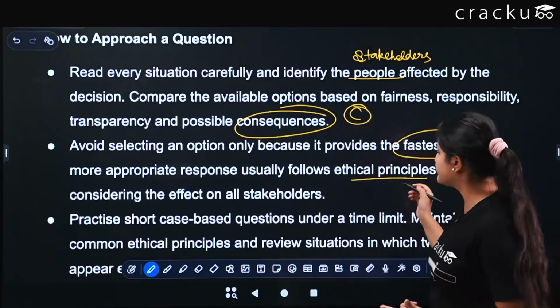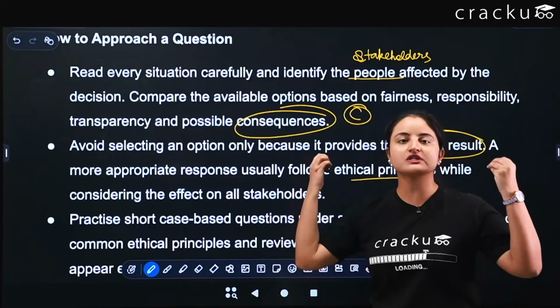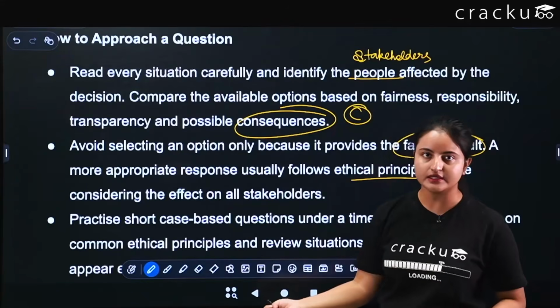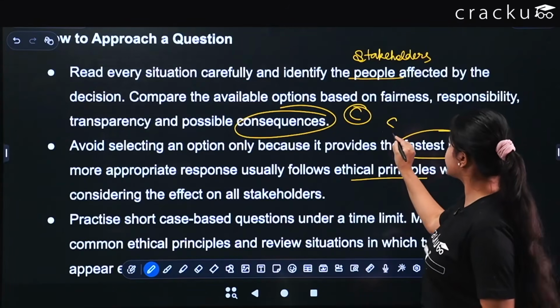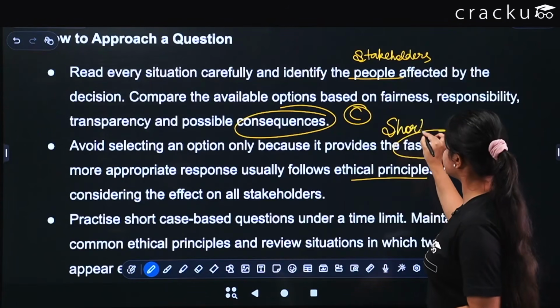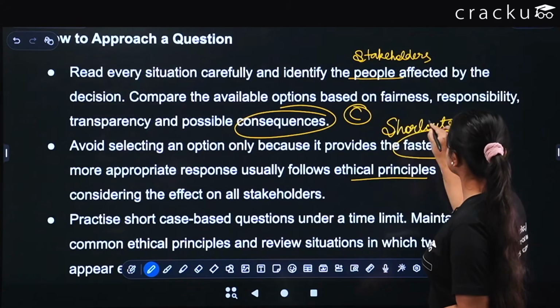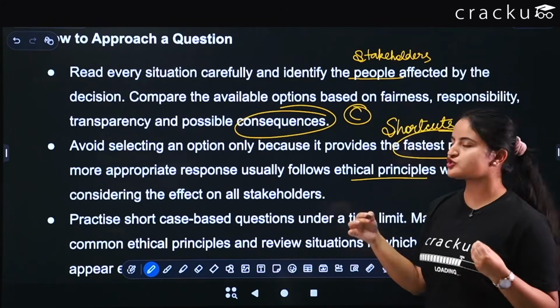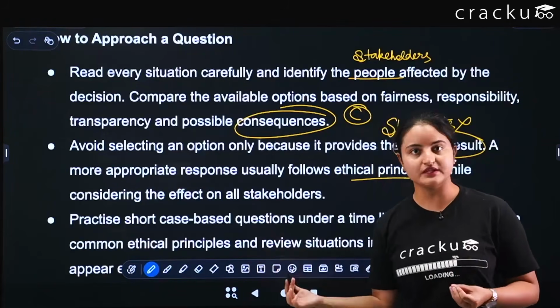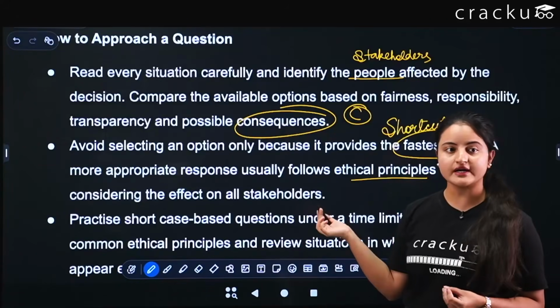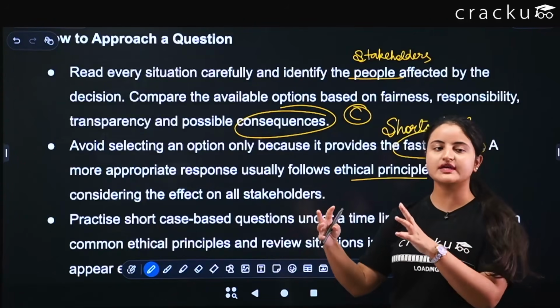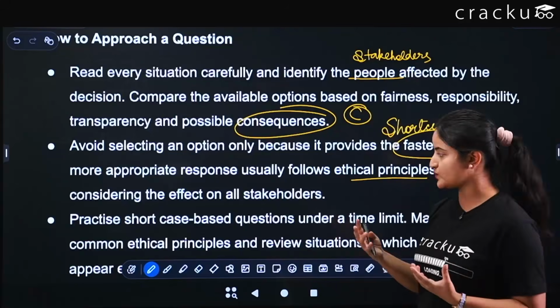So the name of the section is ethics, values and morality. So you cannot take shortcuts. The idea of this instruction is, please don't take shortcuts, okay? Because a shortcut option can be a trap here, because they are warning you beforehand. So we have to view things from the angle of ethics as well.